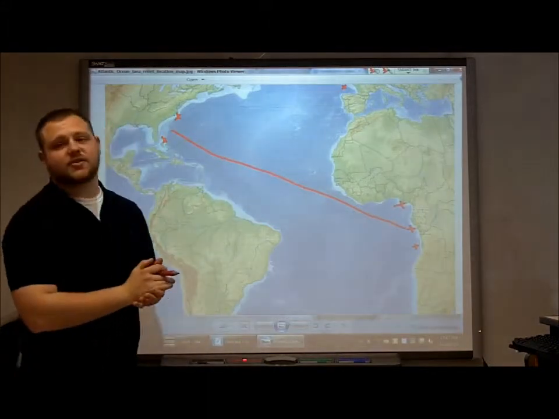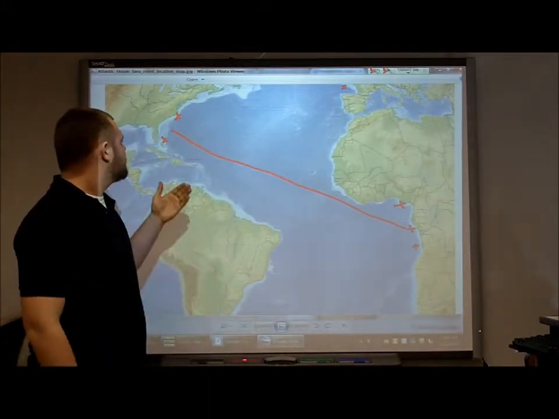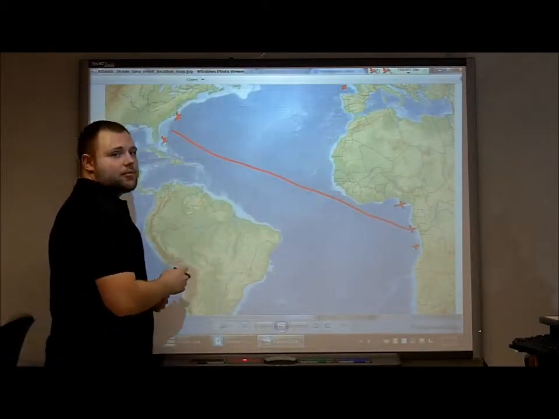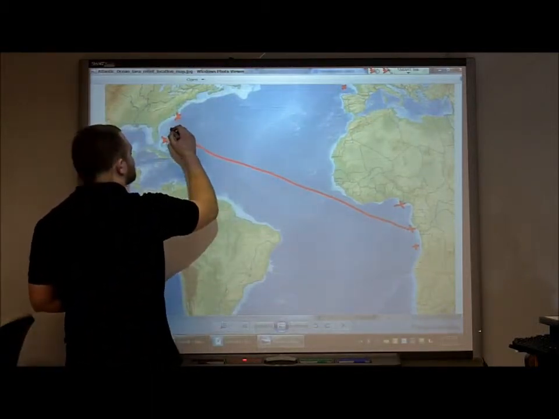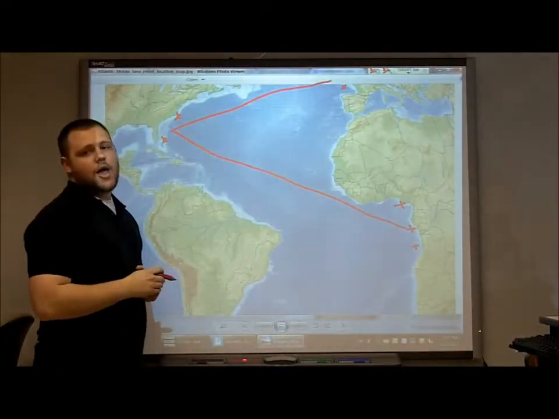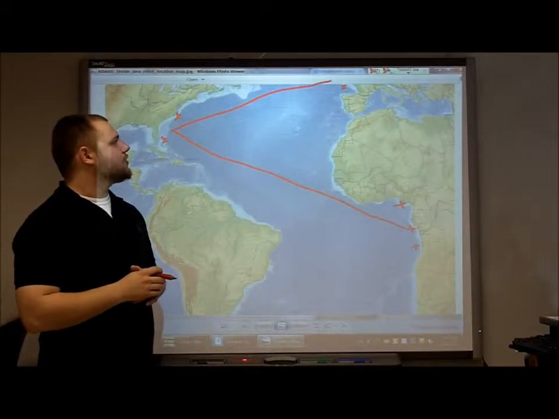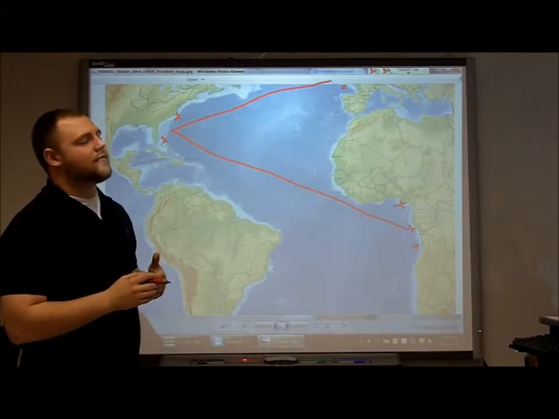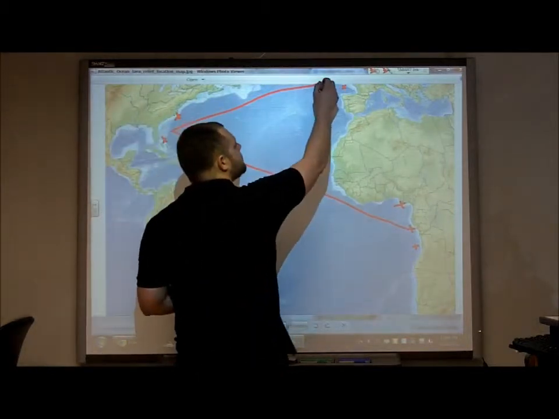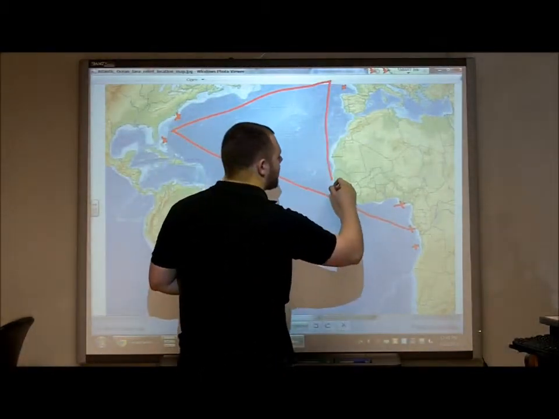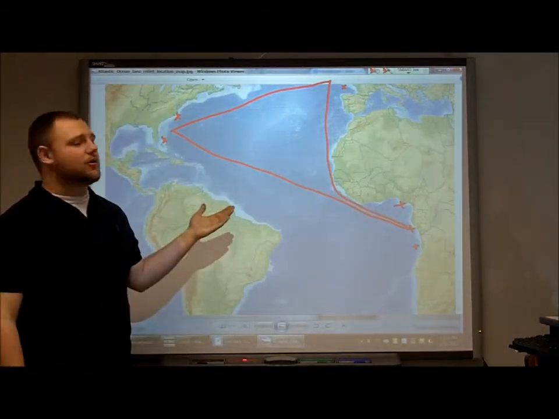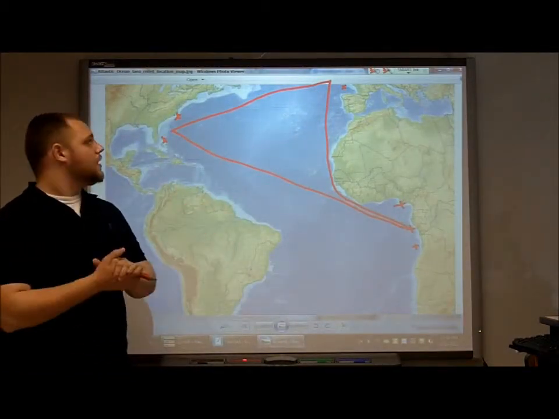The first leg of the trade is called the Middle Passage, which runs from Africa to America, as you can see from this red line here. After that, the profits from the slave trade were taken back to Europe, mainly England, which is not shown on the map. And then the profits and trade goods were sent back to Africa to trade with more of the Africans to capture more slaves. And as you can see here, we have the triangular slave trade.